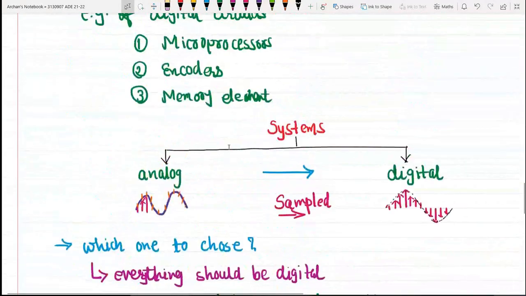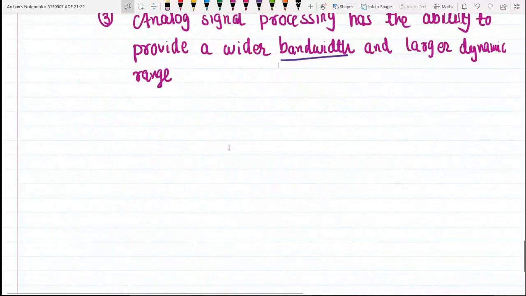Okay, because some circuits are there which cannot be processed digitally, and that is the reason why we are still using these analog signals, right? So we have one analog signal and we are going to digitize this analog signal to a digital one, right? So the processing has been done, right?